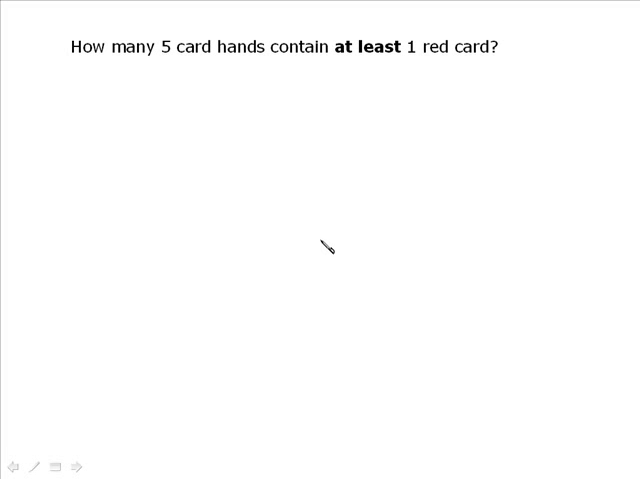So I would begin by indicating all the possibilities we have. This really is a mixed committee, because we could have 1 red and 4 black cards. That would satisfy the condition. At least one would mean we could have 1 red or more. So the next possibility is 2 red, 3 black, or 3 red, 2 black, or 4 red, 1 black, or 5 red, 0 black. These are the possibilities.